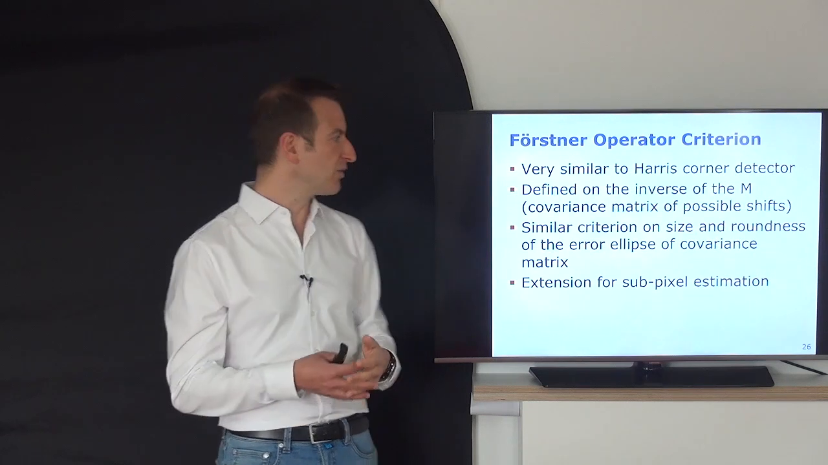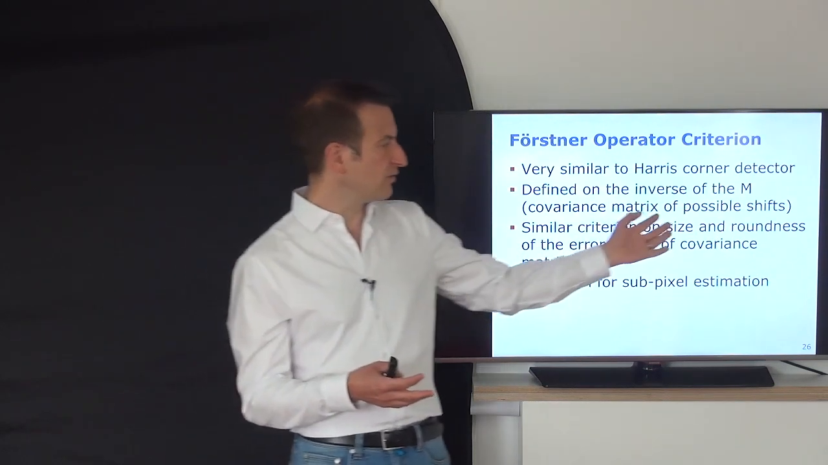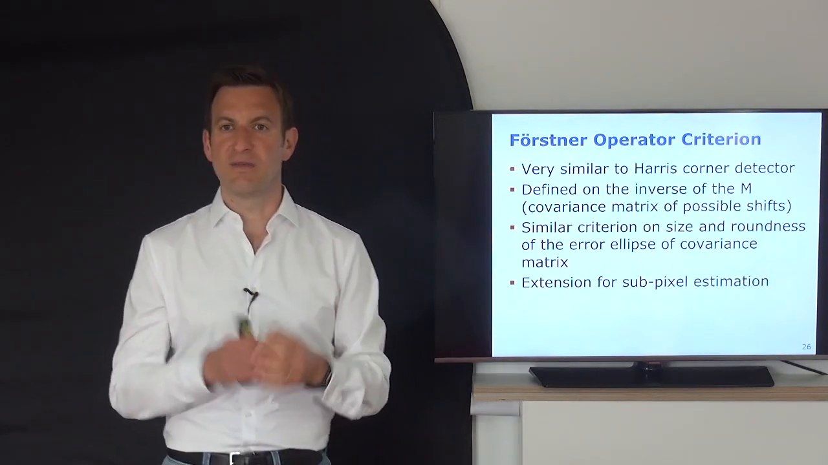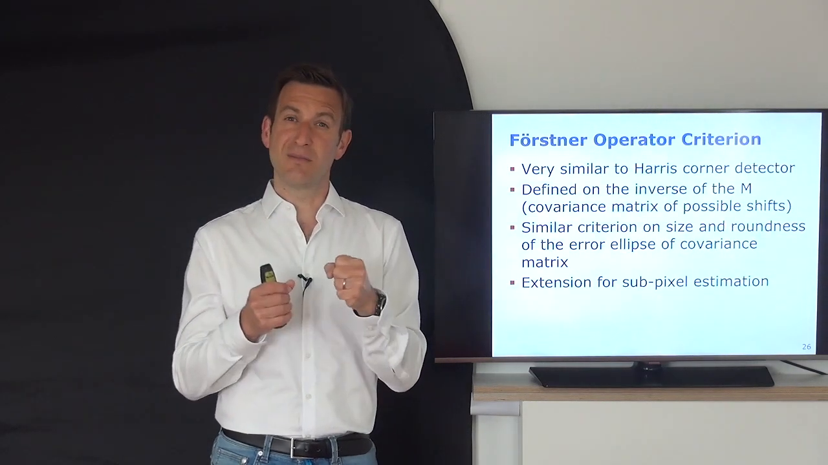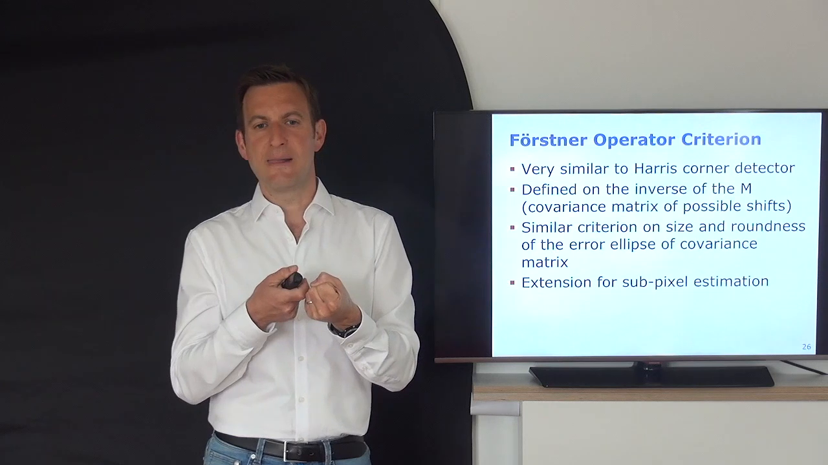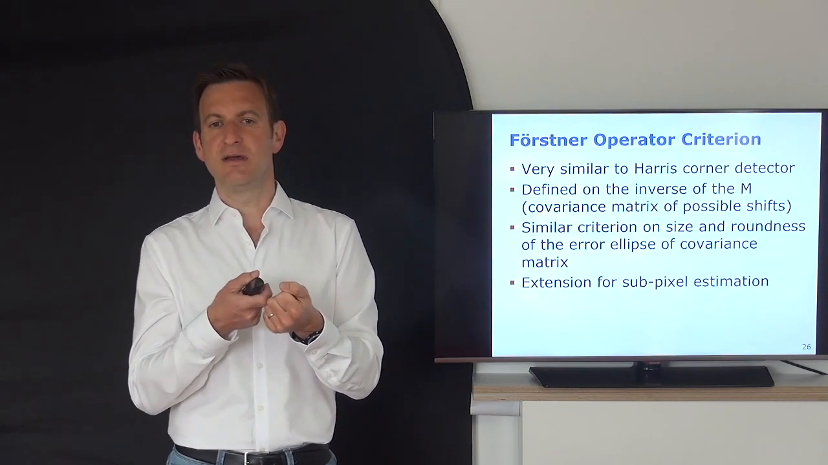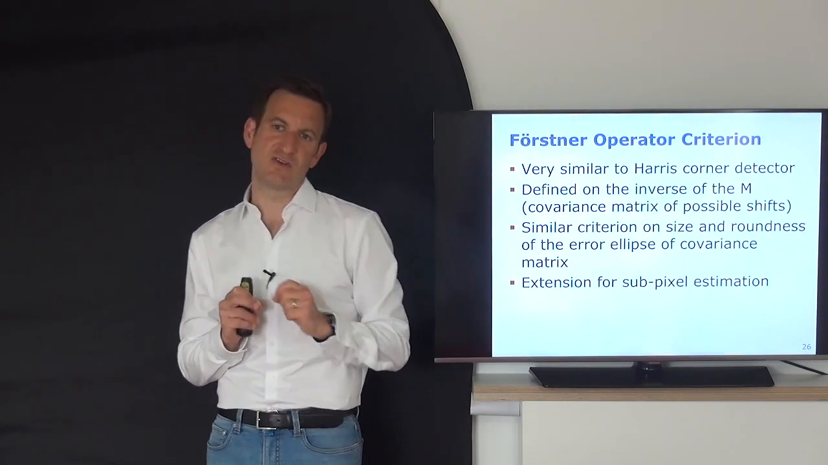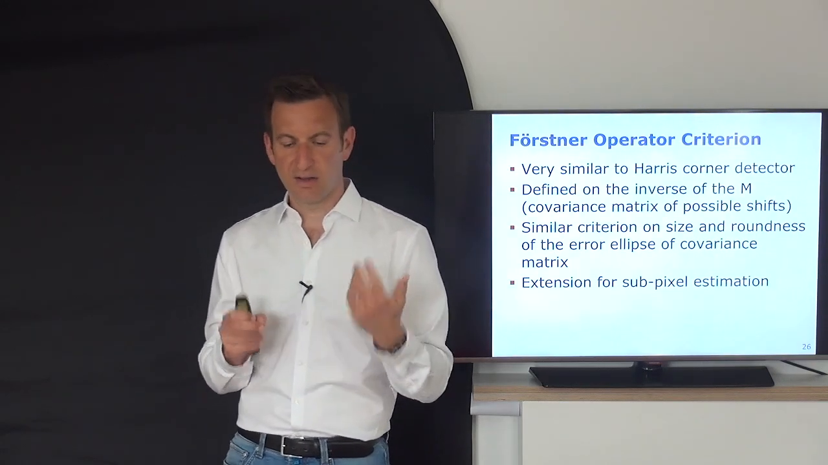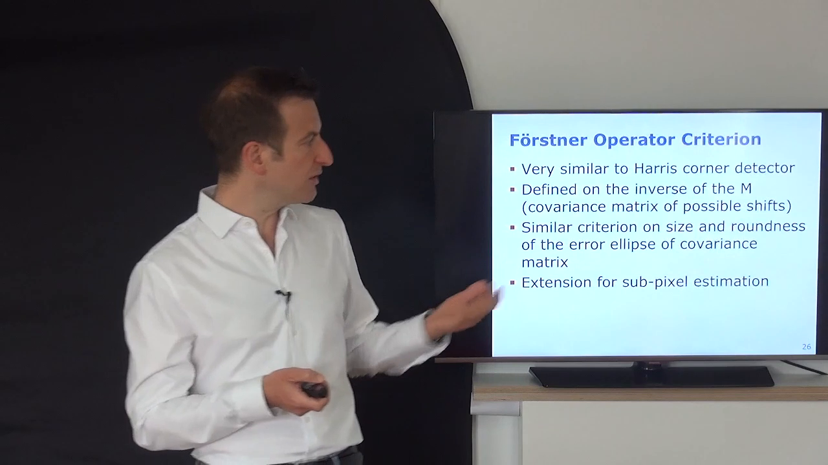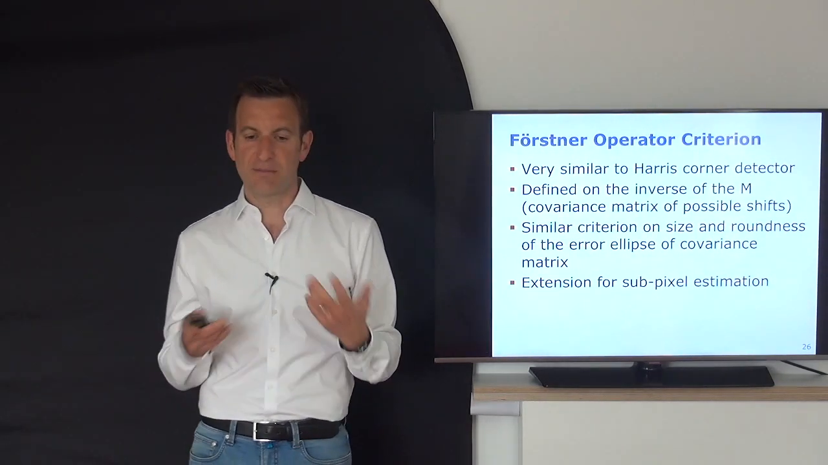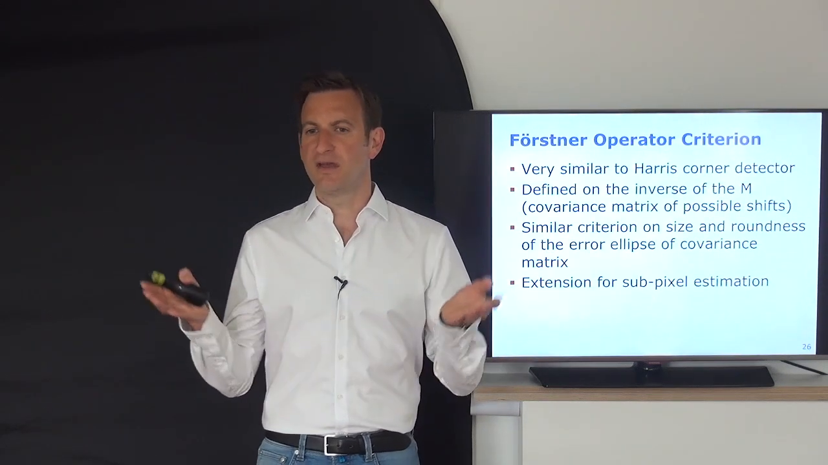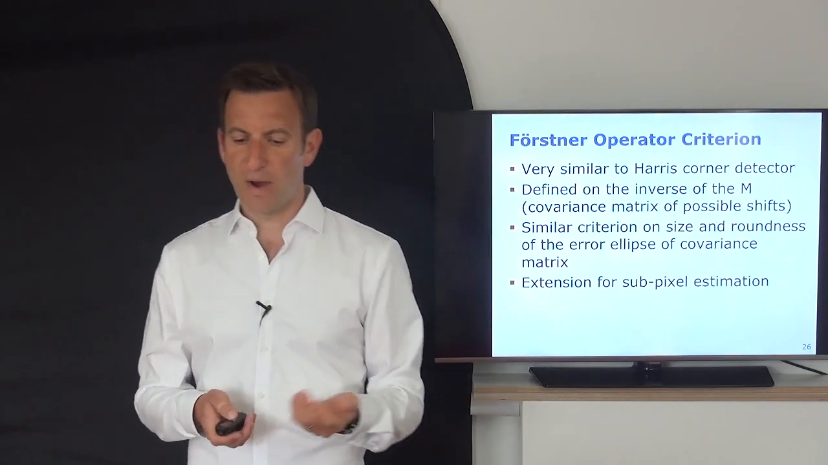It again takes some criterion into account, which considers the size or the roundness of the error ellipses that are computed from this covariance matrix, so the covariances of the shift. What Förstner basically tries to do is minimize the uncertainty in the shift, selecting points which minimize my uncertainty, so points that I can localize as precisely as possible, and it does this in a very mathematically sound way. In addition to this, this approach can also allow us to do subpixel estimation. So if you're especially interested in points you can localize as precisely as possible, for, let's say, stereo reconstruction, Förstner operators are a way that we can do that.